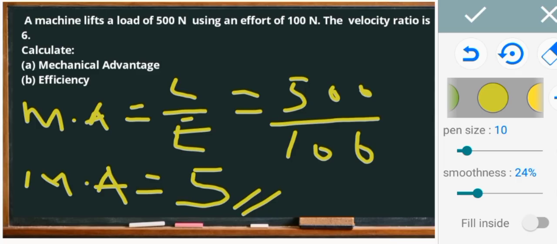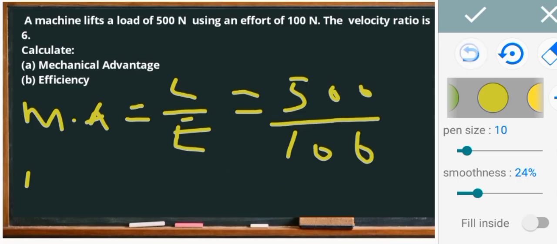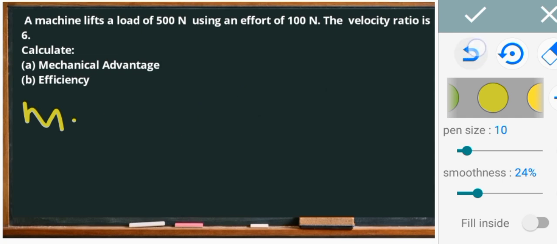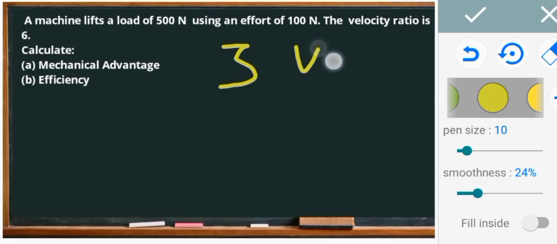So that is our final answer for mechanical advantage. Don't forget, mechanical advantage is equal to load over effort. So our load is 500 Newton and our effort is 100 Newton. Is that clear? So mechanical advantage equals 5. Okay, now let's go for efficiency. Don't forget, efficiency is the ratio of mechanical advantage to velocity ratio times 100. Our MA, which is mechanical advantage, is 5 already, and our velocity ratio is 6.